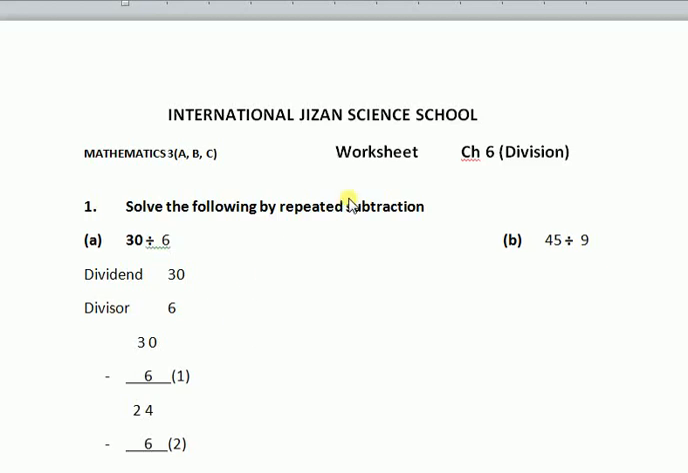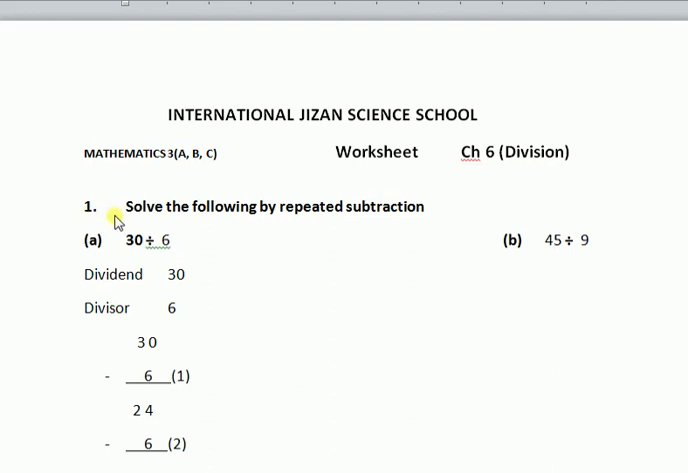From today onward we are going to start revision. We'll start from the worksheet of chapter number 6, that is division. This is the most important chapter, so we are going to revise this worksheet of chapter number 6, that is division, again. We already finished it, so we are going to revise this chapter again.